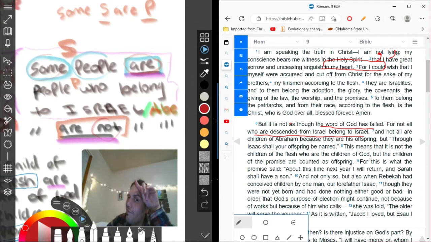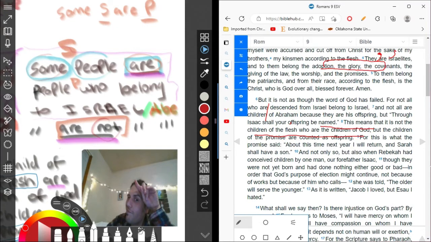For this is what the promise said: about this time next year I will return, and Sarah shall have a son. And not only so, but when Rebekah had conceived children by one man, our father Isaac, though they were not yet born or done anything either good or bad, in order that God's purpose of election might continue, not because of works, but because of him who calls, she was told, the older will serve the younger, as it is written, Jacob I loved, but Esau I hated.